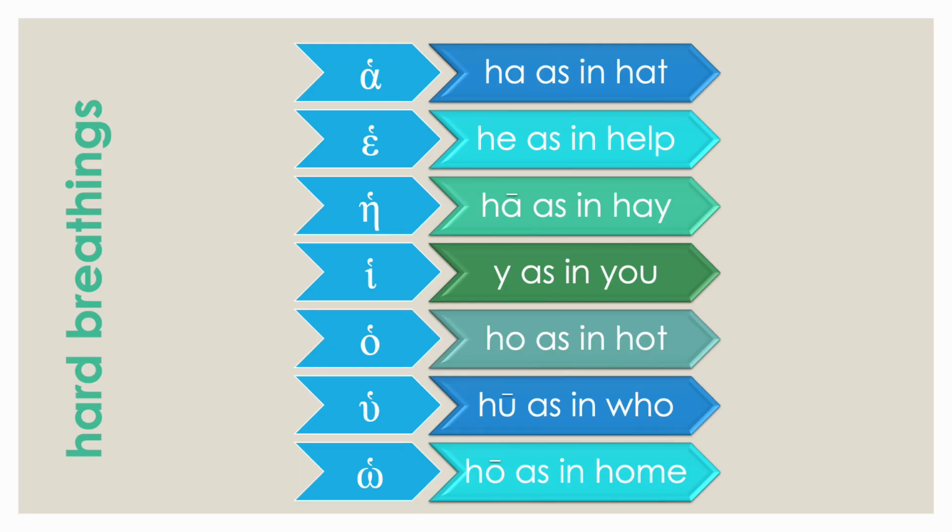So this is what hard breathings do to the vowels. And remember, they are only used on vowels. Alpha, instead of a, becomes ha, like hat. Epsilon becomes he, as in help. Eta becomes hey, as in the English word hey. Iota becomes a Y sound, like y in you. Omicron becomes ho, like hot. Upsilon becomes who, as in the English word who. And omega becomes ho, as in home.